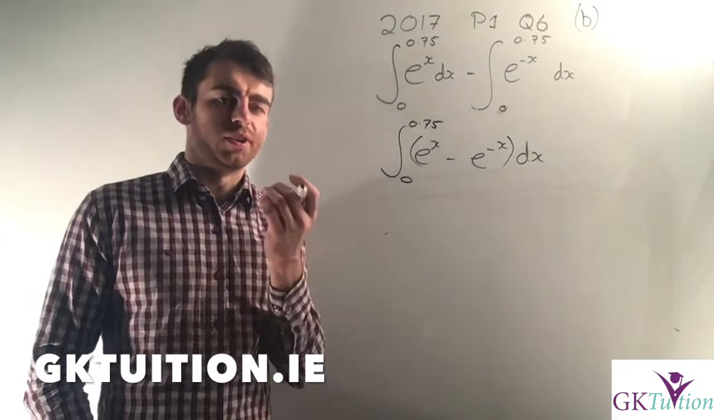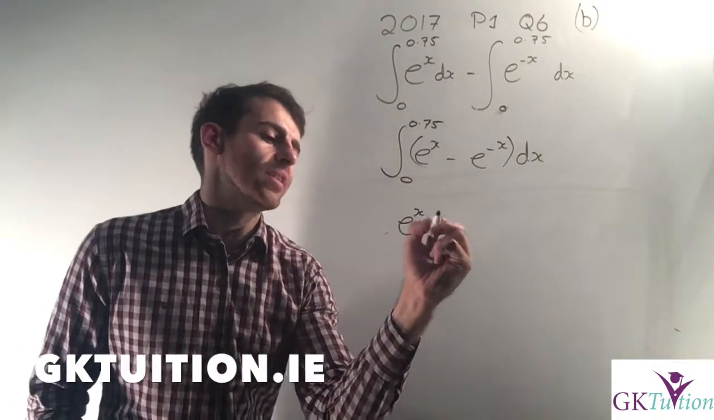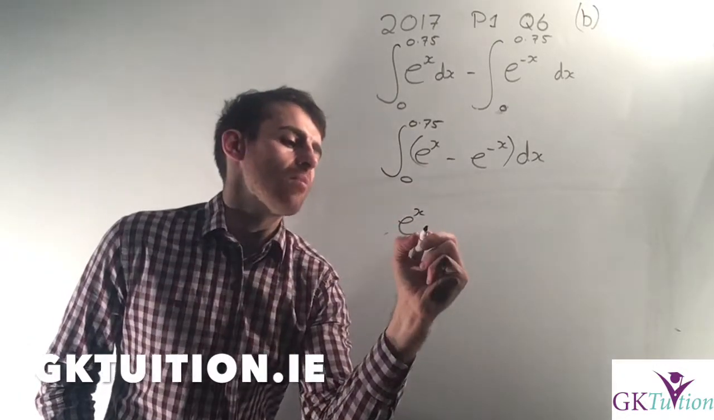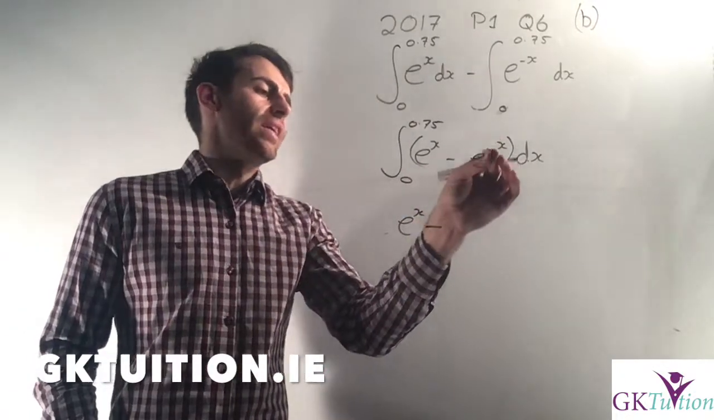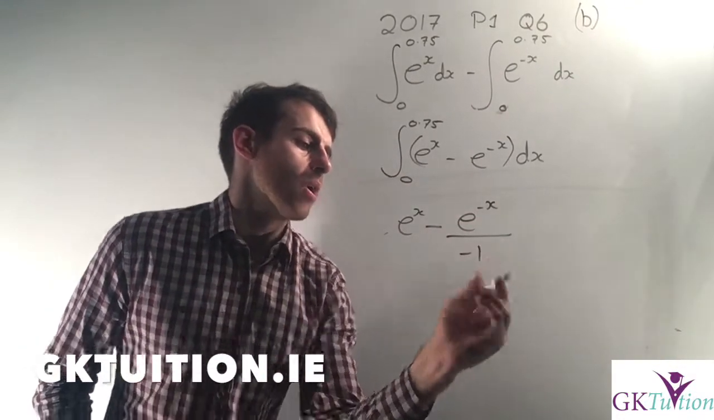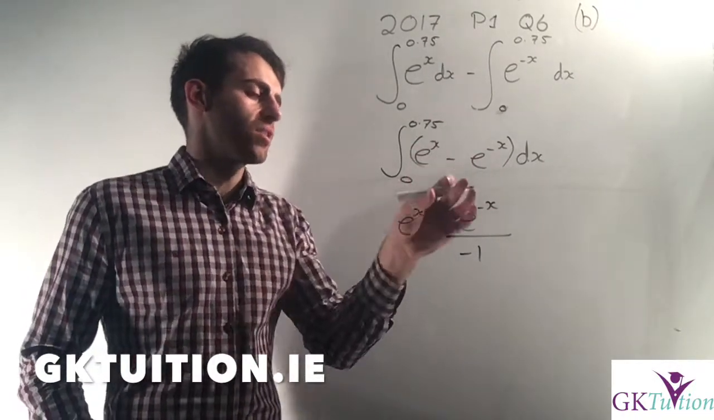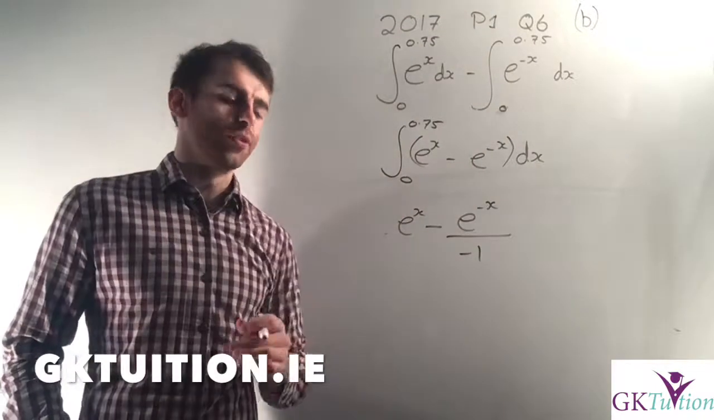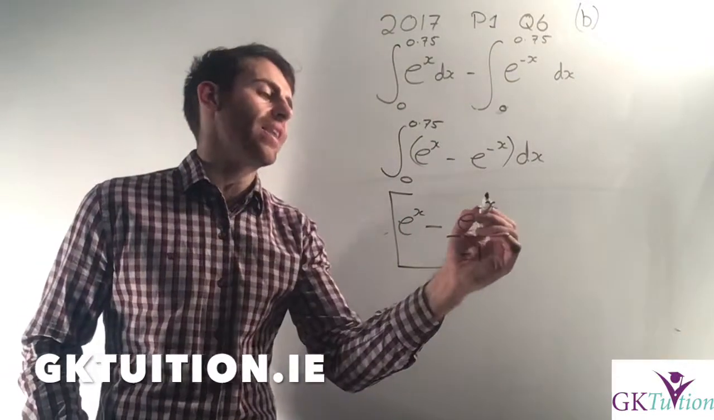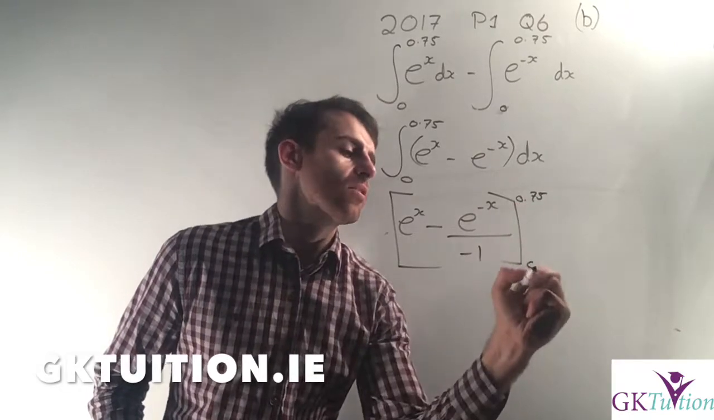Now, clearly you want to go to your integration page on your log tables. The integral of e to the x just stays the exact same. It's just e to the x. Then I'm going to take down my minus, and the integral of e to the minus x is e to the minus x divided by minus 1, so divided by the number in front of my x. So the integral of e to the minus x stays the same, divided by the number in front of the power. That's my integral. And because I have limits, I don't need to add in a plus c. So my limits are 0.75 and 0.